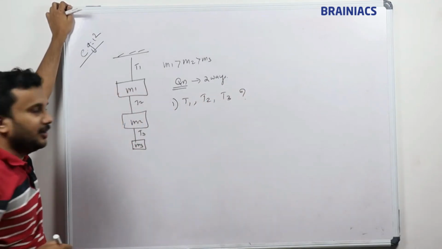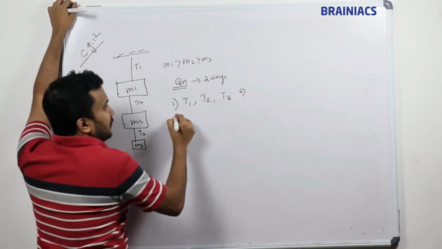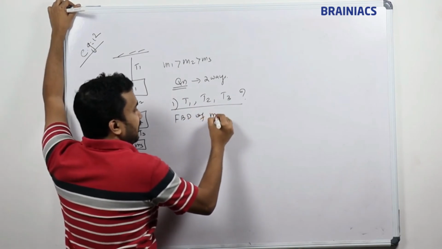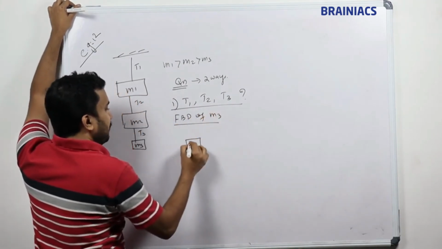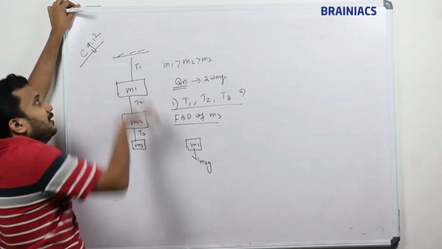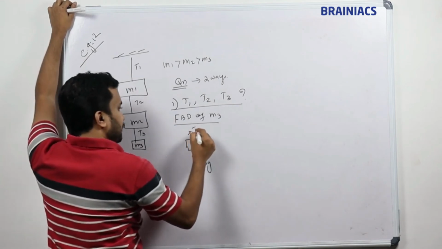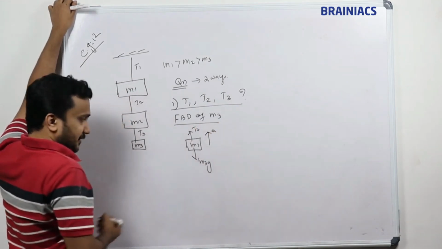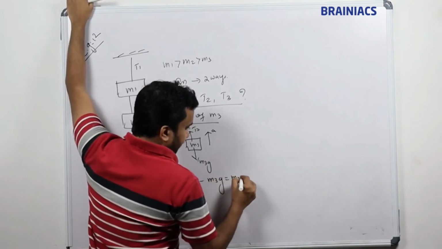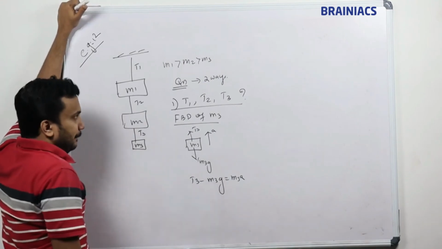This is one set of questions. How can we solve this one? If you draw the free body diagram of M3, how will you draw it? M3 will be here, M3G will be here. Suppose we are pulling it upward, meaning T3 and acceleration are like this. So I will write the equation: T3 minus M3G is equal to M3 times A. The M3 value will be given, and the acceleration value is given in the question, so you can find T3.